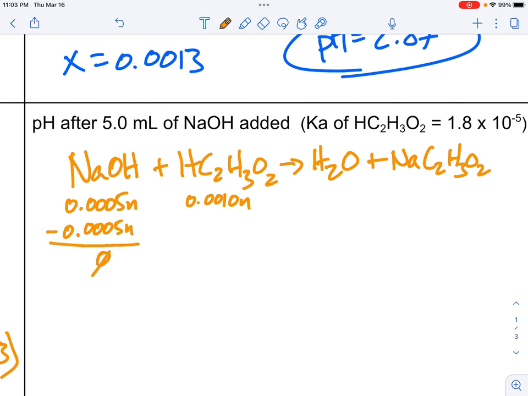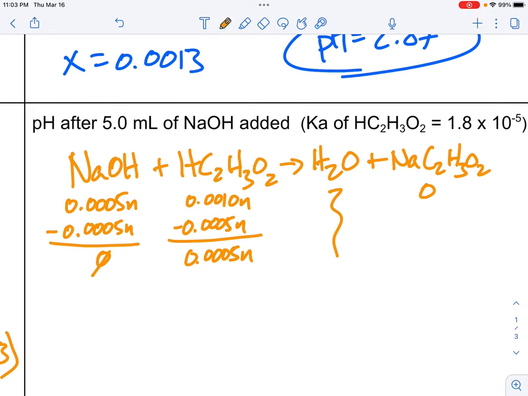So that's going to be gone. And then some of our weak acid is going to get used up, 0.0005 moles. And we have 0.0005 moles of our weak acid left over. The water isn't playing a factor in equilibrium, it's not changing the pH. We didn't have any of our conjugate base to begin with, but when the acid and base reacted, we made our conjugate base.